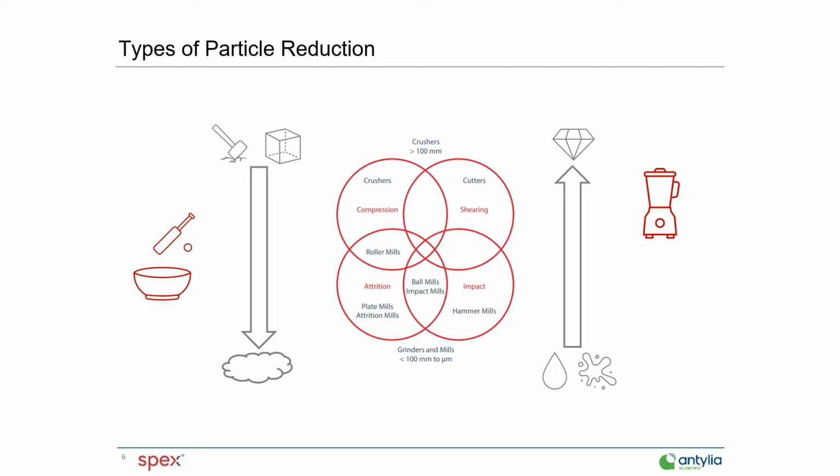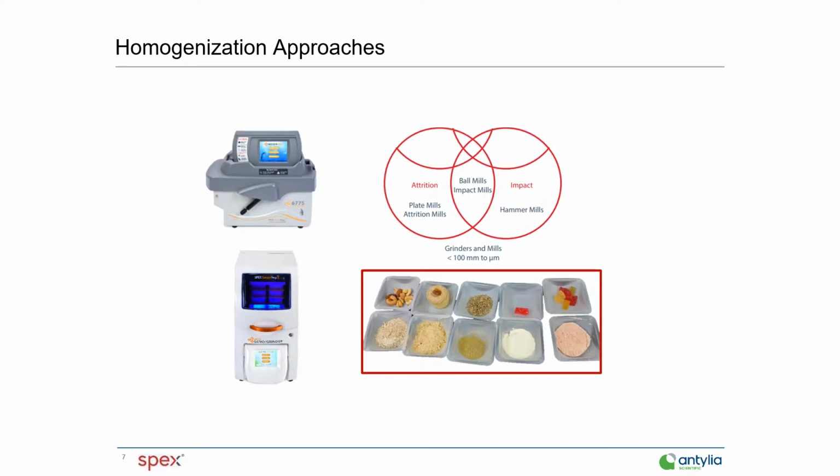That's more of a shearing force, so it's kind of more at the top near the cutters. And you're also going to have to worry about contamination. If you're worried about metals at all, you're going to have to worry about metals contamination from blades. For the most part, analytical samples kind of live in the world of ball mills and impact mills, that small particle reduction.